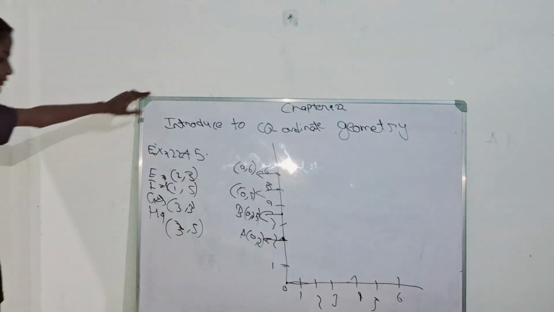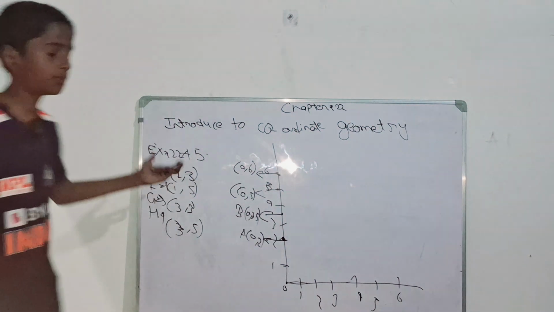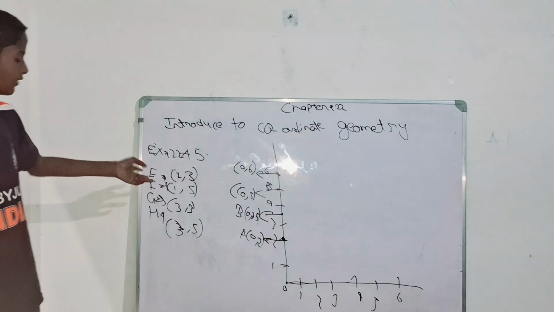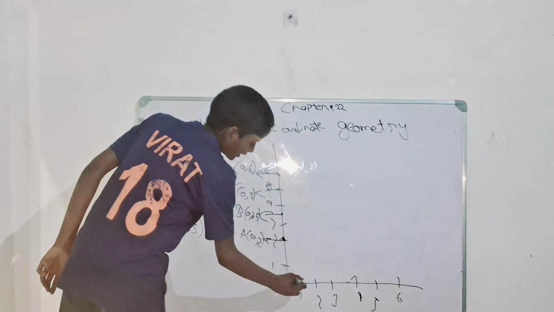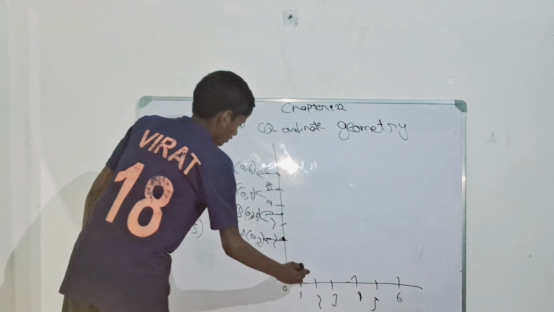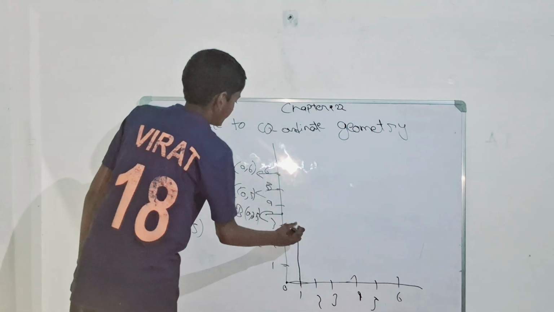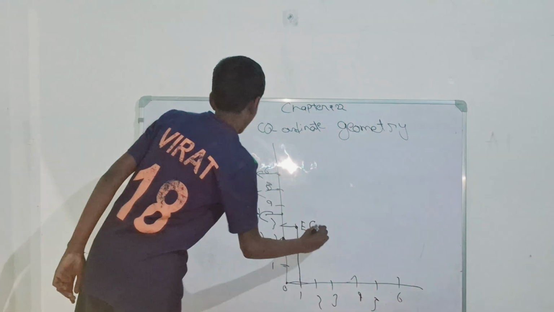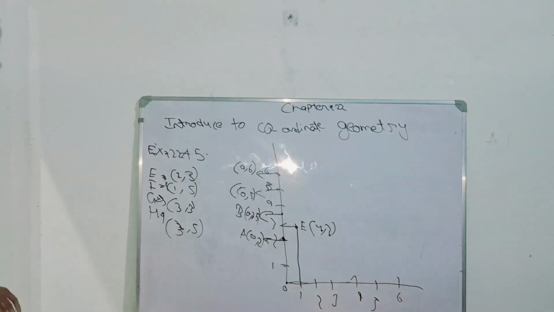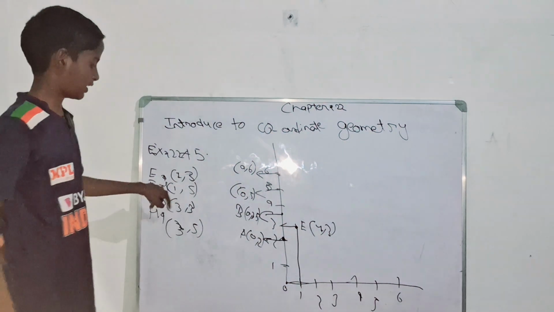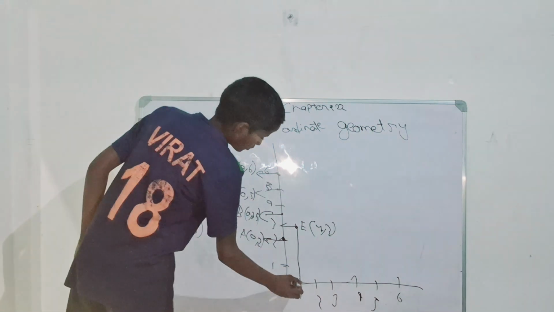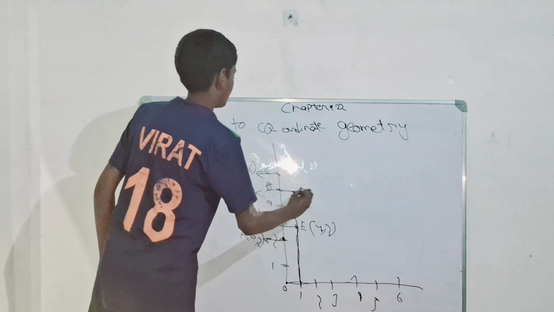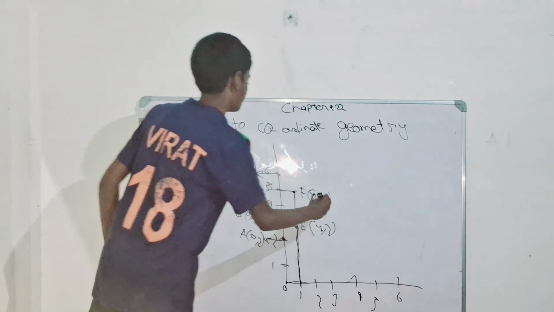So how can we plot the values? First of all, for E the abscissa is 1, so this is the 1, and the ordinate is 3. We go up and meet at 3, and this point is called E: 1 and 3. Second value, F: abscissa 1 and ordinate 5. So from 1 we go up and meet at 5. The point is F: 1 and 5.